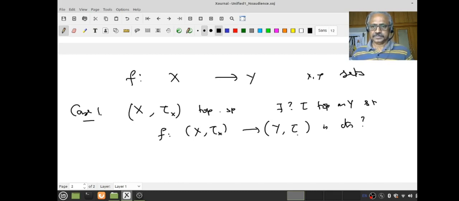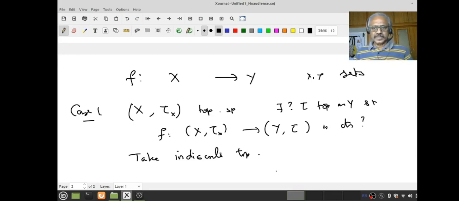I want a topology on Y so that the given function F from these two topological spaces becomes continuous. Okay, now if you have gone through my videos on continuous maps between topological spaces, there is an obvious choice for tau on Y. Namely, can somebody tell me? Take tau to be the discrete topology. Indiscrete topology.